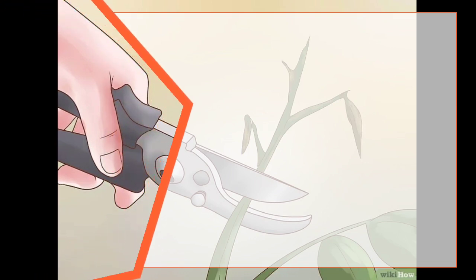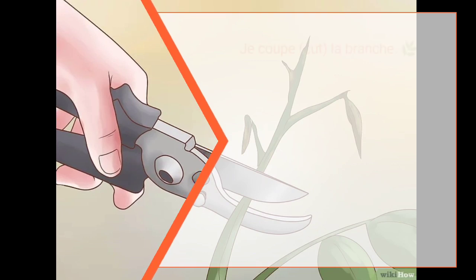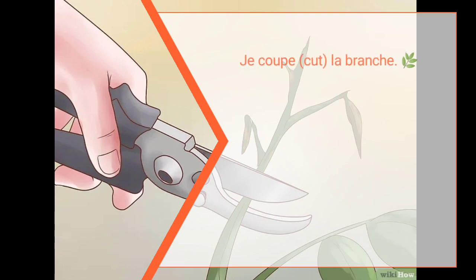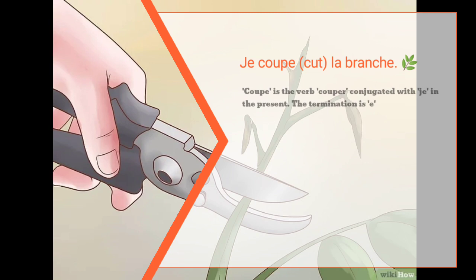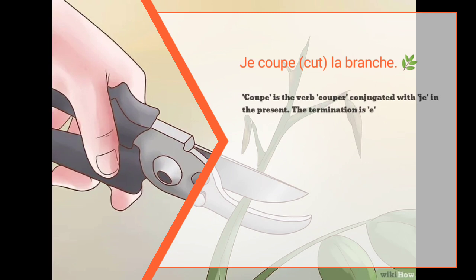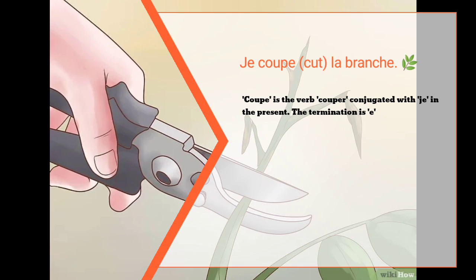Je coupe la branche. Coupe means cut. Je coupe la branche. Coupe is the verb couper, conjugated with je, the first person, in the present. The termination is e, as you see.